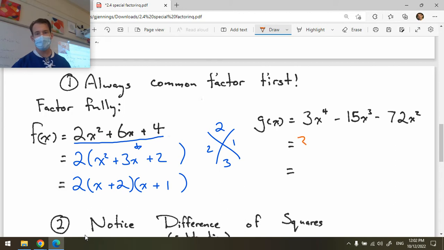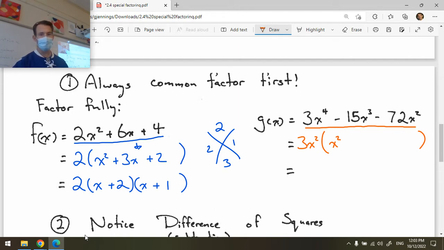So we factor out the 3x squared and then divide all of these terms in this trinomial by 3x squared to get what should go inside the brackets. So 3x to the 4 divided by 3x squared, well, that had 4 factors x, and we divided by 2 factors x, so we're only left with 2 factors x.